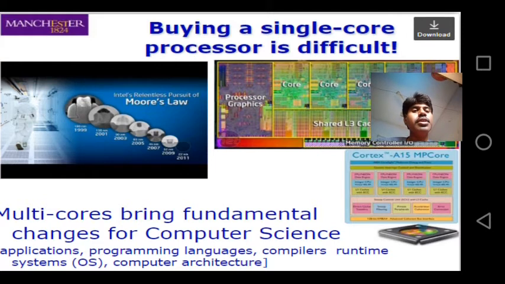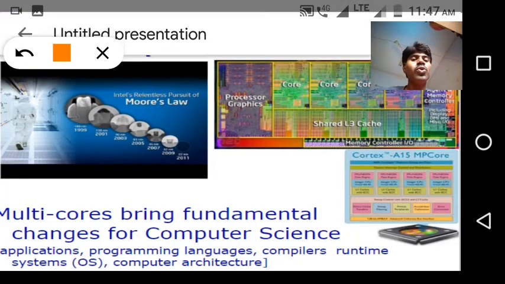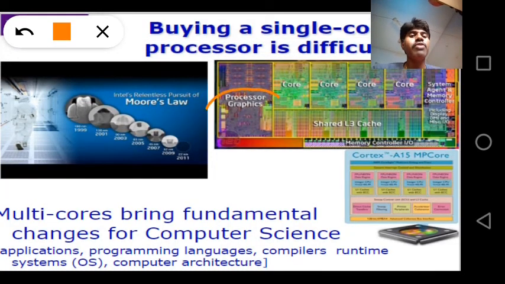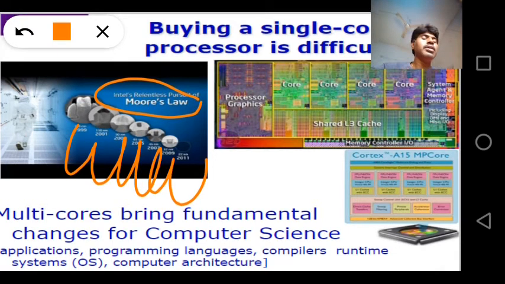The next is that buying a single core processor is difficult in today's world, when the whole world is moving towards multiple cores. Let's take an example with this picture. But before this, let's discuss some points about Moore's law. The number of transistors used in a chip has increased over the years from 99 to 2011.